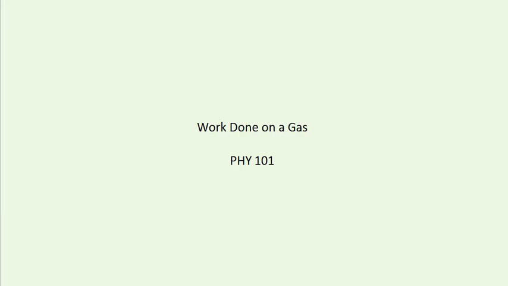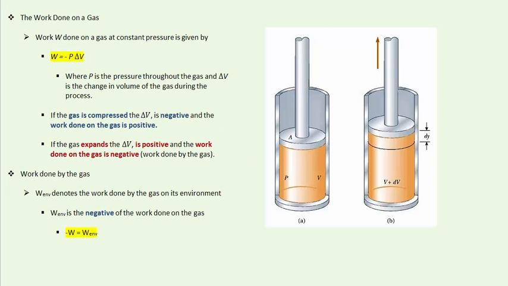In today's video, we'll see how work is performed on a gas. When work is done on a gas at a constant pressure, we can define work with the following equation, which states that work is equal to negative pressure multiplied by our change in volume, where P is the pressure throughout the gas, and our change in volume is a change in volume of the gas during the process.